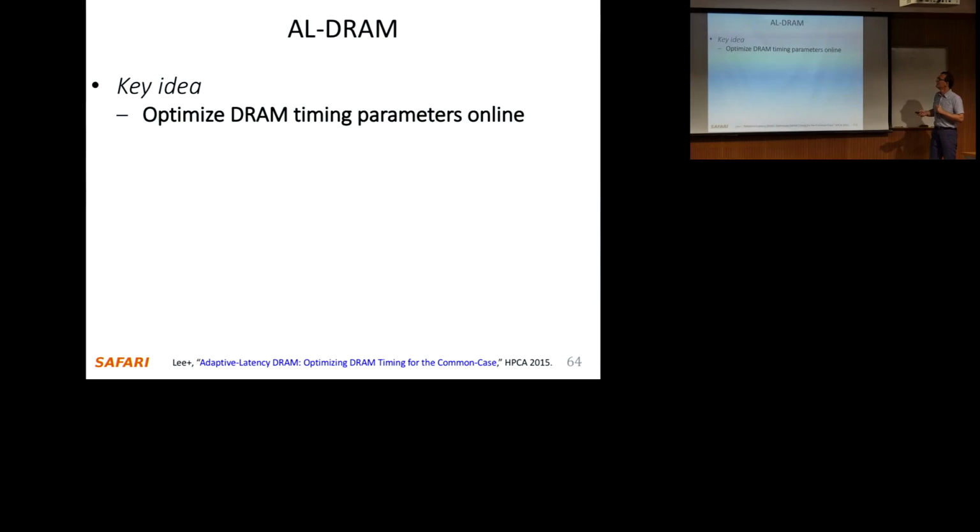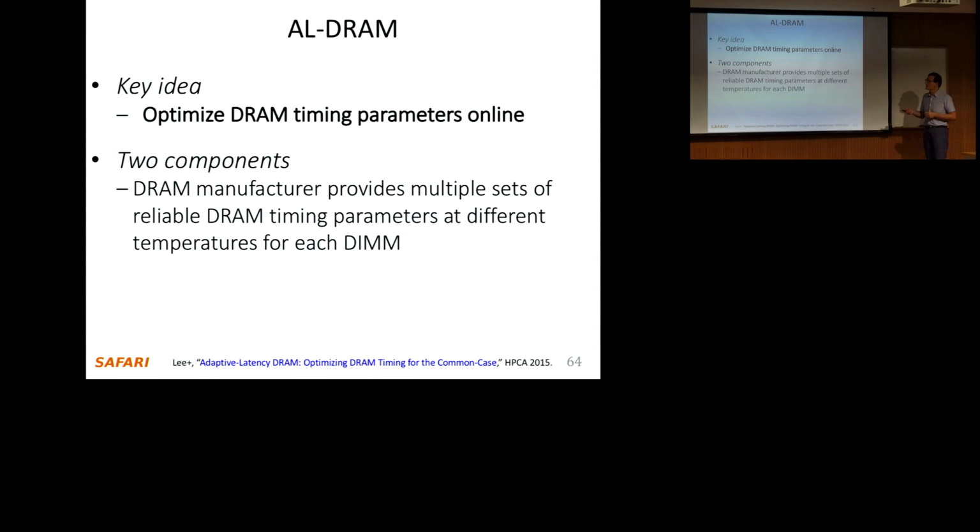Okay, the key idea of AL-DRAM is very simple. Optimize DRAM timing parameters online. There are two components of it. Somebody provides multiple sets of reliable DRAM timing parameters at different temperatures for each DIMM. In the simplest incarnation of this, you don't even do it for each DIMM. You do it across all of the DIMMs, maybe, but you specify two global sets of timing parameters, one at 85 degrees Celsius, just like today, and another one at, let's say, 55 degrees Celsius. That's the easiest path for implementation.